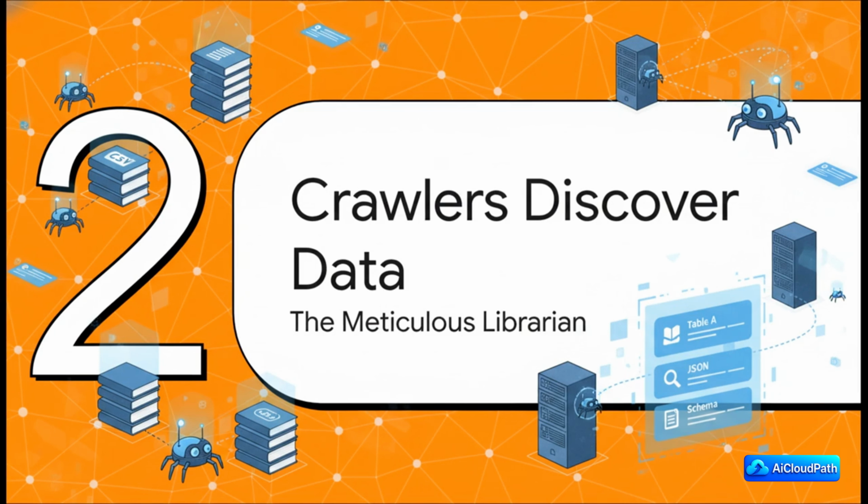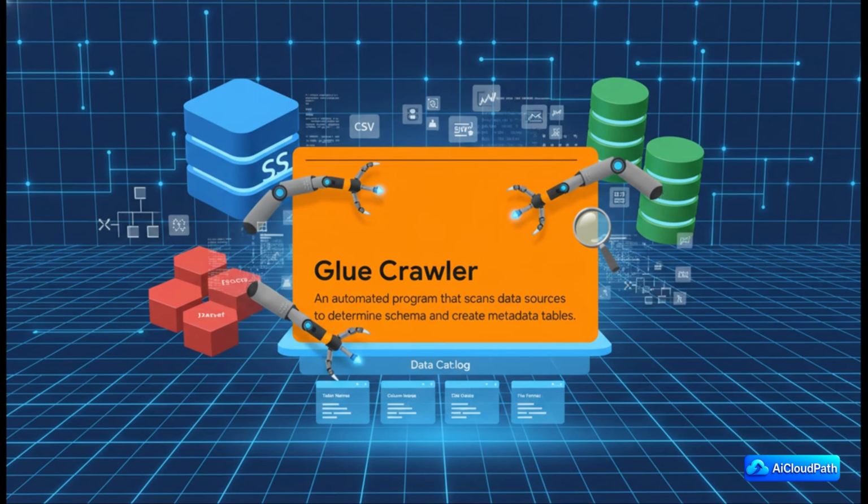All right, let's start with that librarian part of our analogy. Before you can organize a library, you've got to know what books are even on the shelves. And in the data world, that's exactly what a Glue crawler does. So a crawler is this automated program that you just point at your data, you tell it, hey, go look in this S3 bucket or scan this RDS database, and it just goes. It intelligently scans everything and automatically figures out the structure, the schema of your data. It does all of that tedious heavy lifting for you so you don't have to.